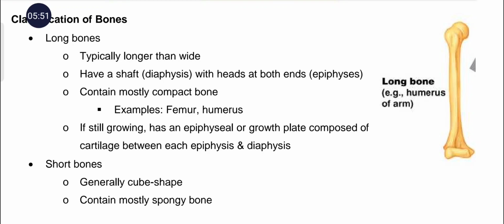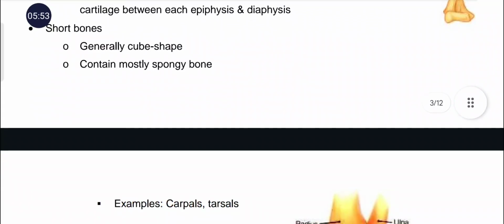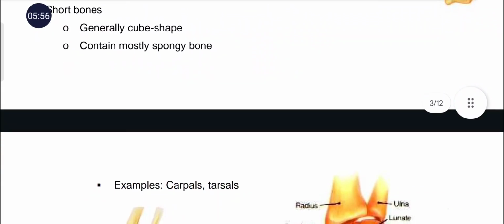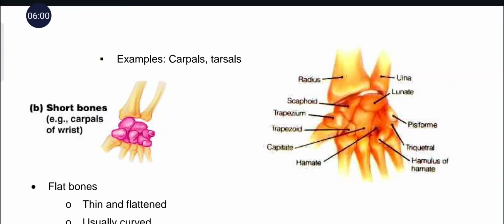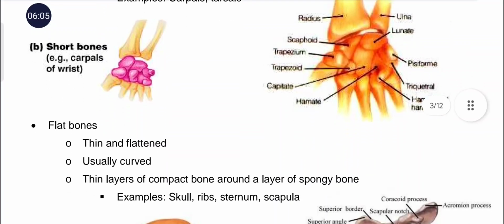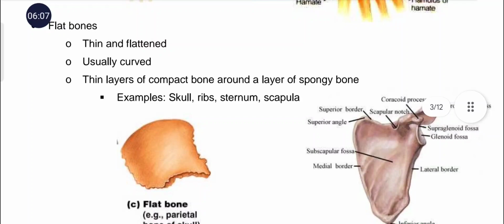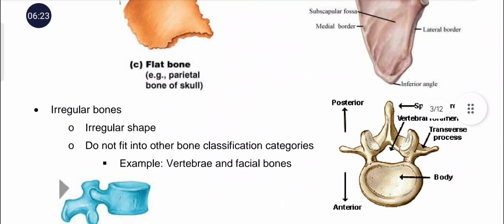The next is a short bone. Short bones are generally cube shaped and they are mostly made up of spongy bone. Examples are carpals of the wrist and tarsals of the ankle. Flat bones are thin and flattened, as the name itself indicates. They are usually curved, thin layers of compact bone around a layer of spongy bone, for example, skull, ribs, sternum, and scapula. So, in the picture, you can see the structure of flat bones.